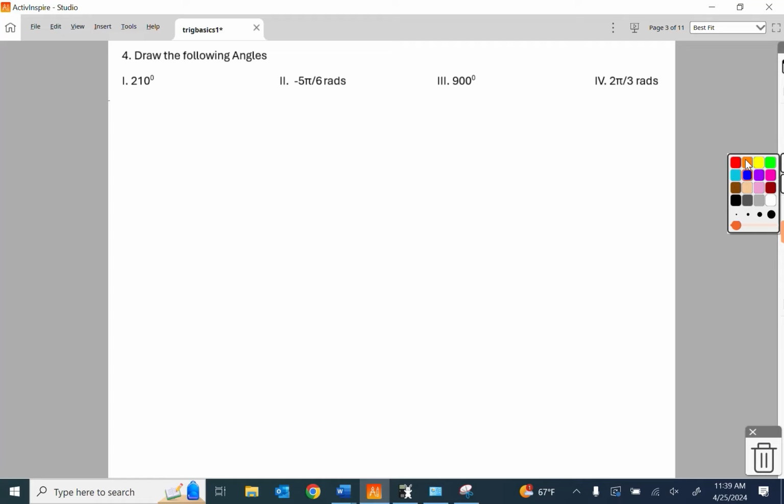Alright, draw the following angles. First one up's 210 degrees. You have to draw the XY axis.